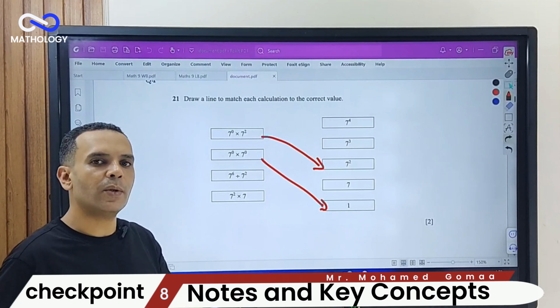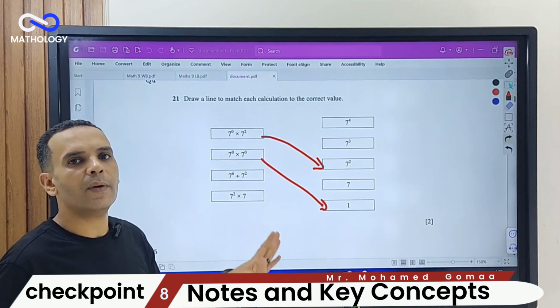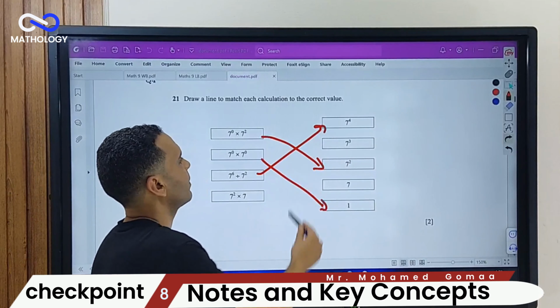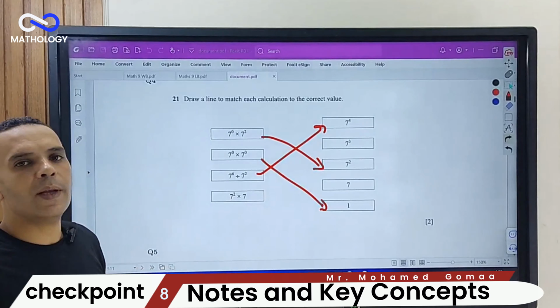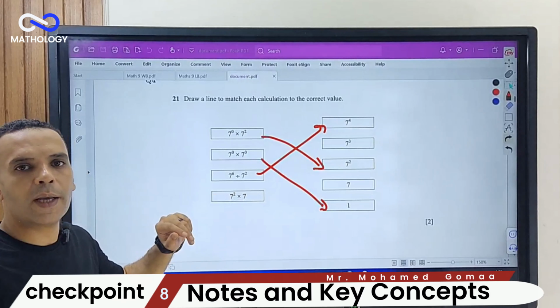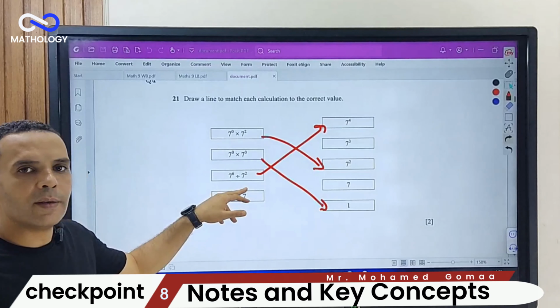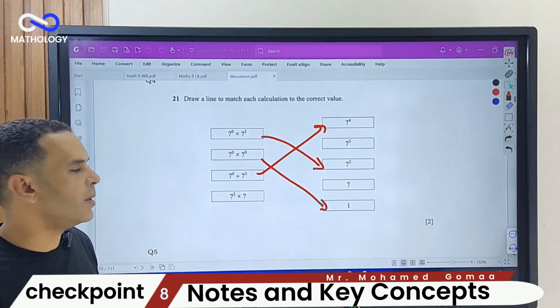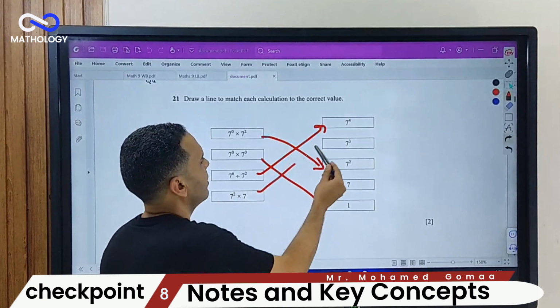7 to power 6 divided by 7 to power 2. Keep the same base, which is 7, and subtract the powers. 6 minus 2 equals 4. 7 to power 4, the first one. 7 power 2 multiply 7 power 1. Don't forget, there is a 1 here, but we don't write it. 7 power 2 multiply 7 power 1 equals 7 power 3. This one.